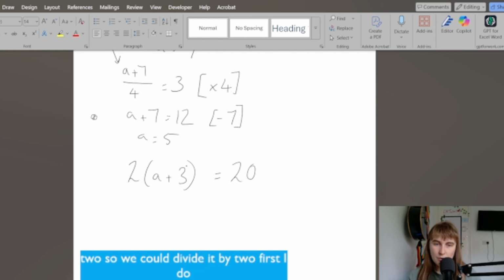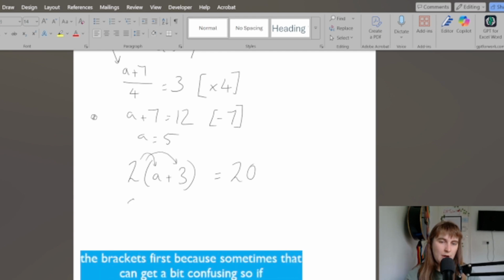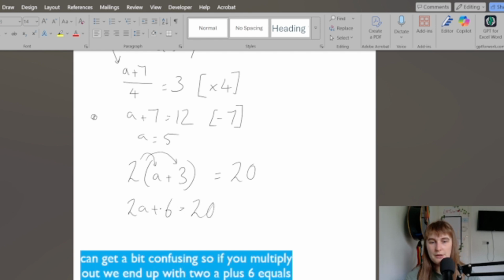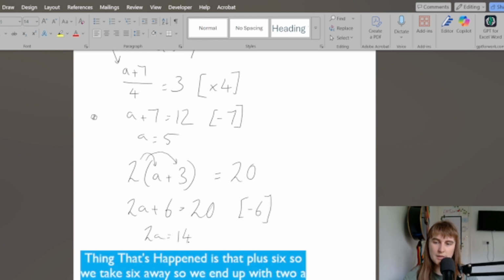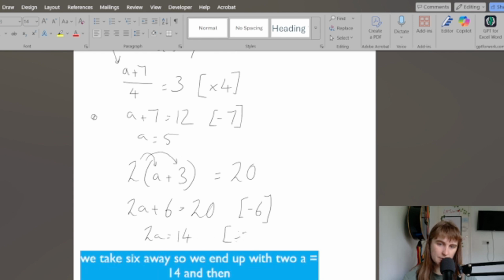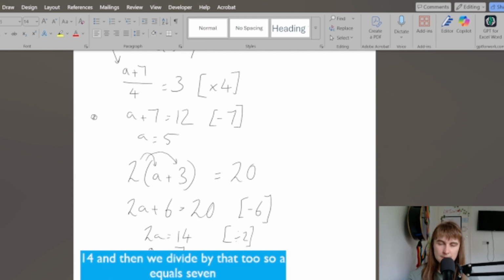I do find, though, that it's easier to keep track of these equations if you multiply the brackets first, because sometimes that can get a bit confusing. So if we multiply it out, we end up with 2a plus 6 equals 20. So now the most recent thing that's happened is that plus 6. So we take 6 away, so we end up with 2a equals 14. And then we divide by that 2. So a equals 7.